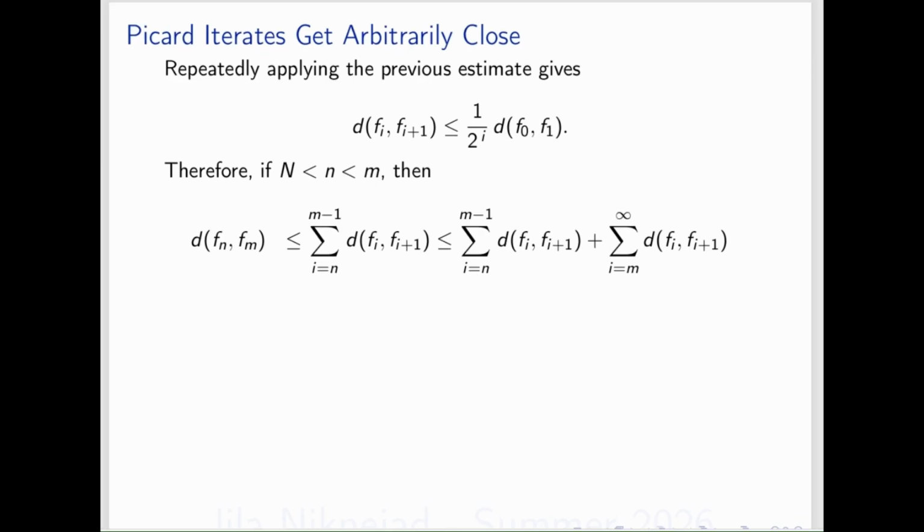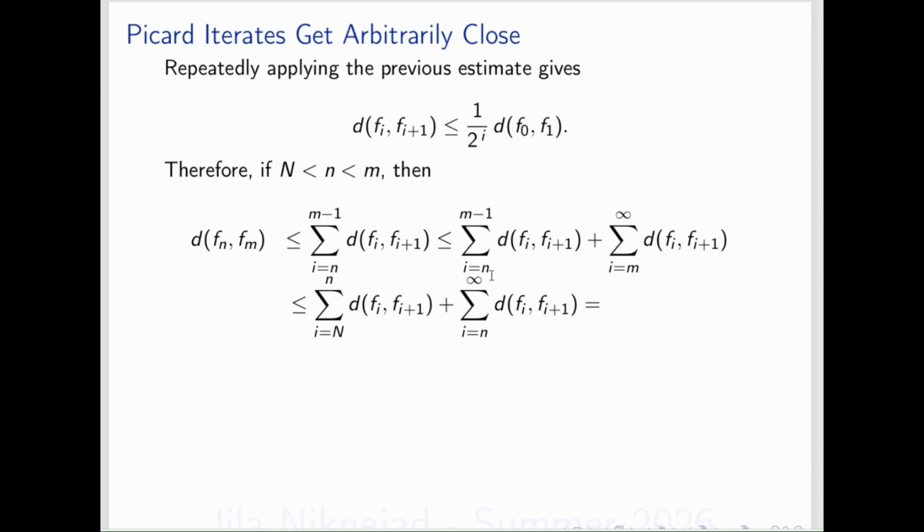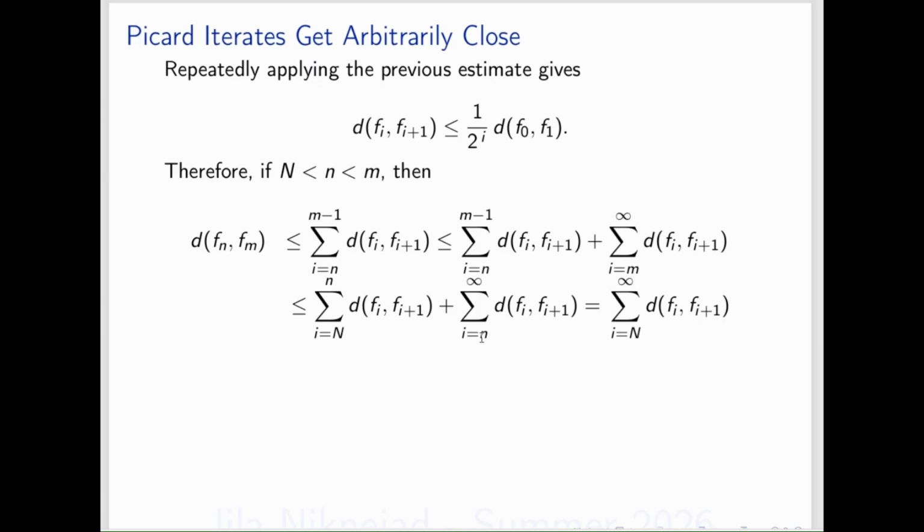Now, to make the computation more familiar, we're going to add this infinite sum to the old sum. Because this is an infinite sum of all positive values, it makes the old sum bigger. Again, we want it a little bit bigger, so instead of starting at little n, we're going to start at capital N. So now we have this infinite sum starting at capital N to infinity of d of f_i and f_{i+1}. That is going to be bigger than d of f_n and f_m.